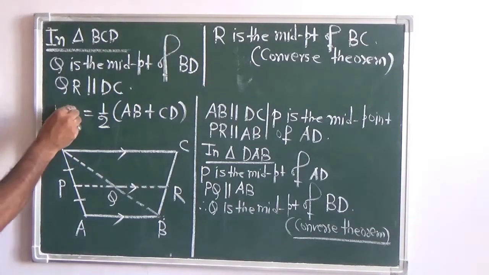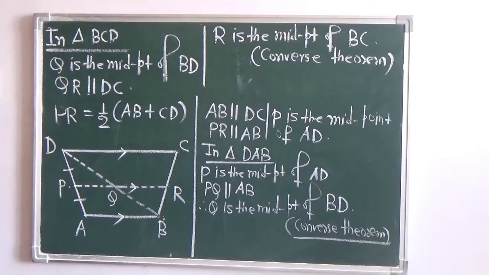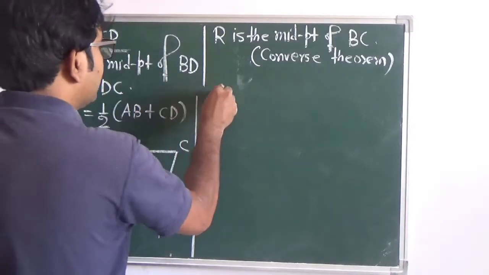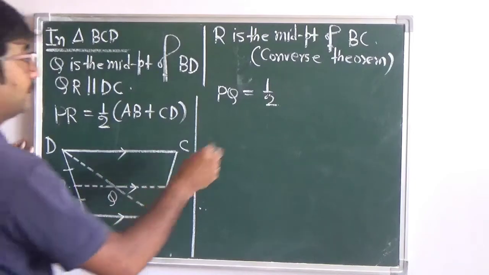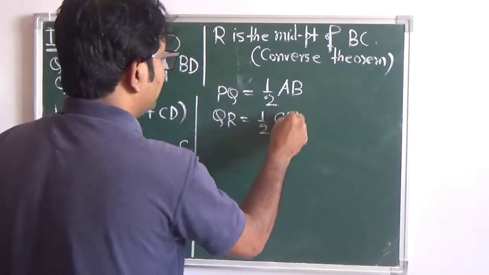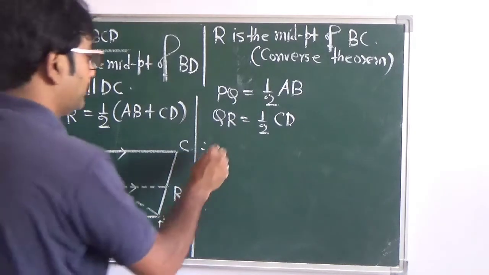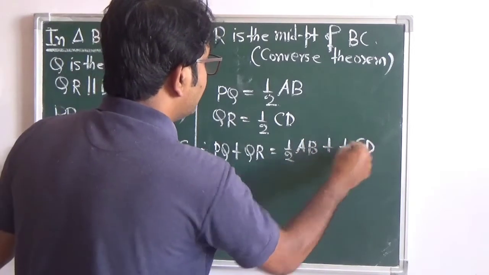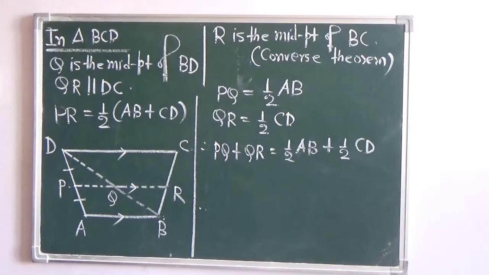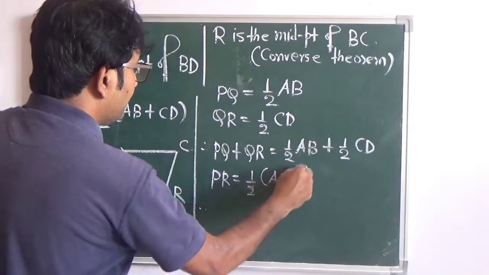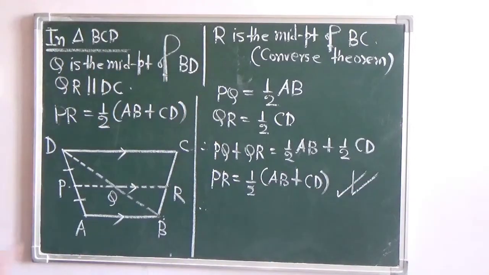So now we have to prove that PR is half of AB plus CD. It is exactly the same as what we did in the previous question. PQ is half of AB and QR is half of CD. So if you add PQ plus QR, that is half of AB plus half of CD, and PQ plus QR is PR, and that is half of AB plus CD. Finally we have proved this identity.